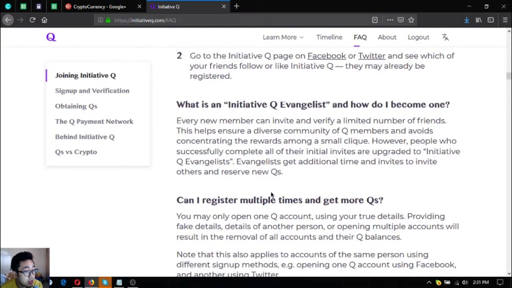What is an Initiative Q evangelist and how do I become one? Every new member can invite and verify a limited number of friends. This helps ensure a diverse community of Q members and avoids concentrating the rewards among a small clique. However, people who successfully complete all of their initial invites are upgraded to Initiative Q evangelists. Evangelists get more time and invites to invite others and reserve new Qs.